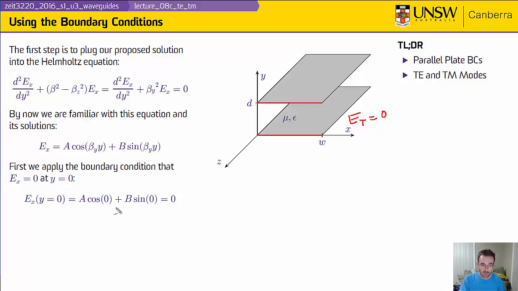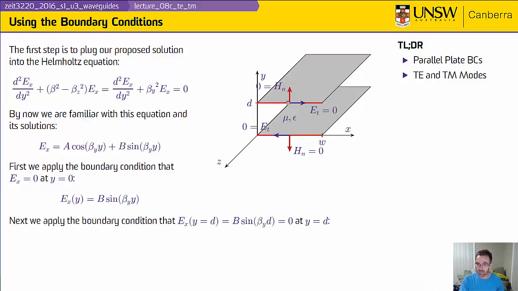And at y equals 0, we get cosine of 0 plus sine of 0. Well, that goes away, so it doesn't cause us any trouble. But this cosine of 0 is, of course, equal to 1. And the only way I can satisfy this equation is if A is equal to 0. And so if I set A equal to 0 by enforcing that boundary condition, this bit goes away. And now my expression for the x component of the electric field is B times sine of beta sub y times y.